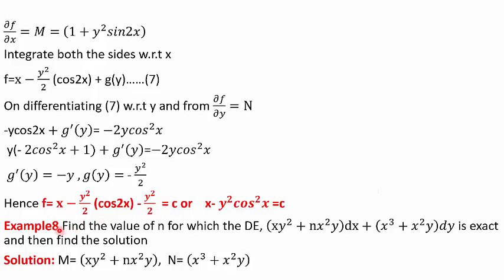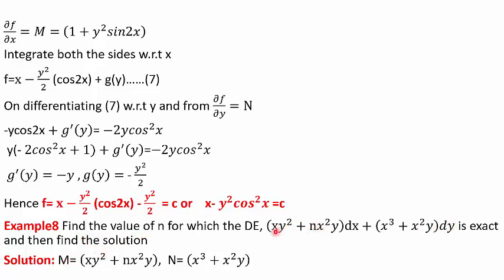In the question number 8, we have to find the value of n for which the differential equation xy square plus n x square y dx plus x cube plus x square y dy is exact. And then we have to find the solution. So we are given a differential equation in which n is unknown. We have to first find that n such that it becomes exact, and then we have to find the solution.